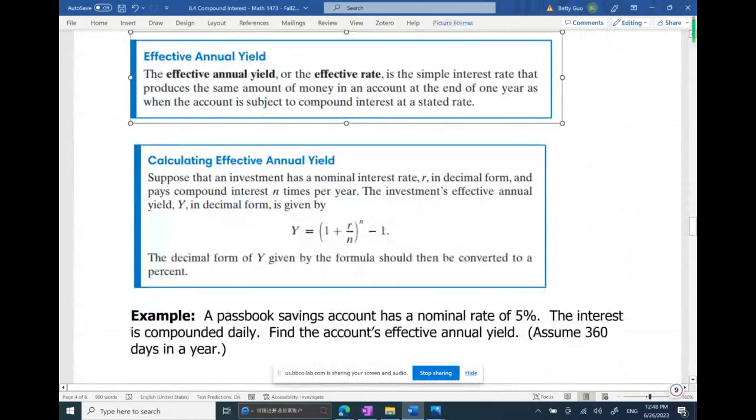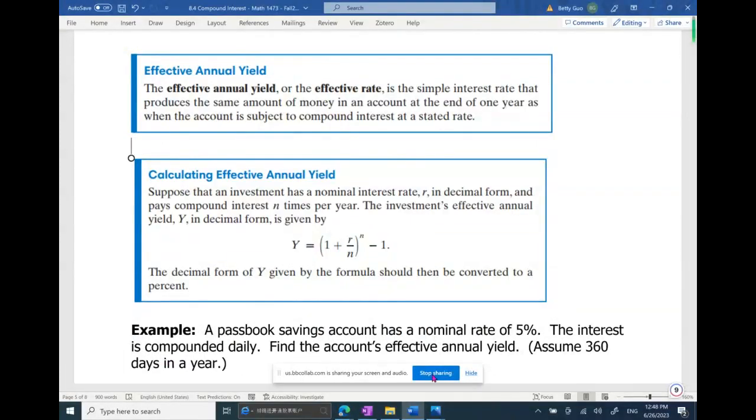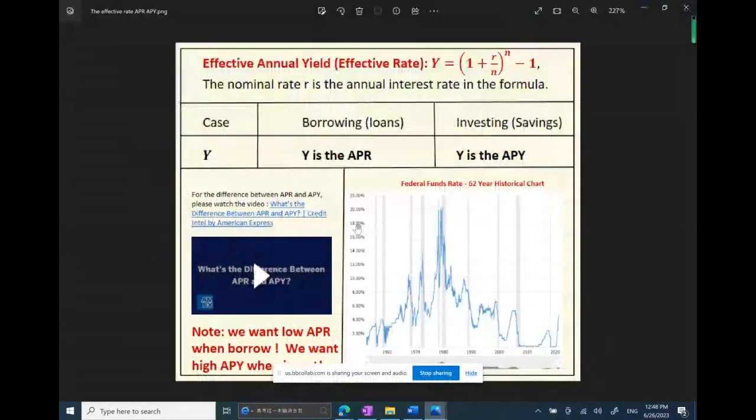Next topic, the last topic is about effective rate. Another name is effective annual yield. You might not have heard this before, but you might have heard APR and APY. I have a table note, explain the relationship between APY, APR, and our effective rate. Okay, they are the same thing.